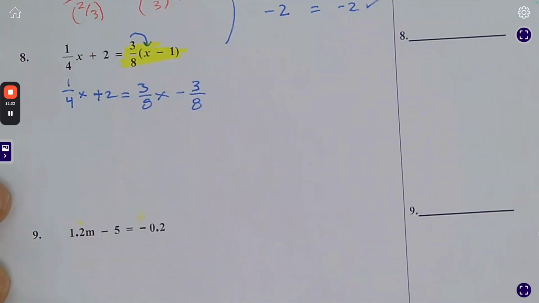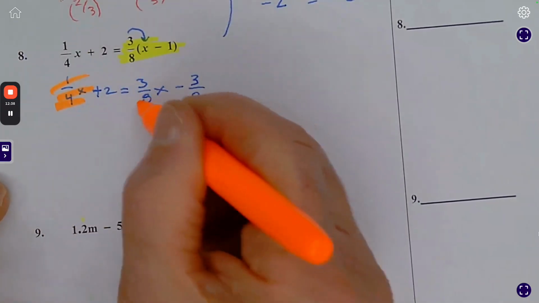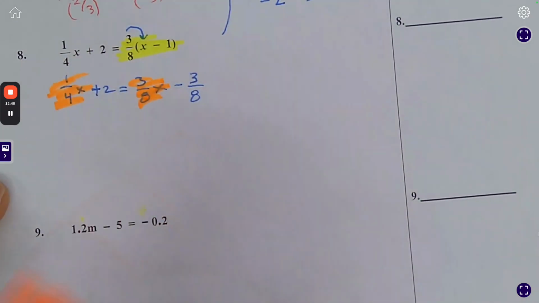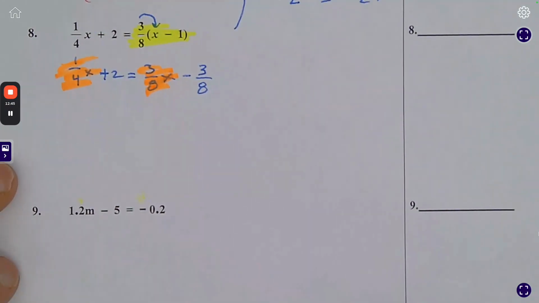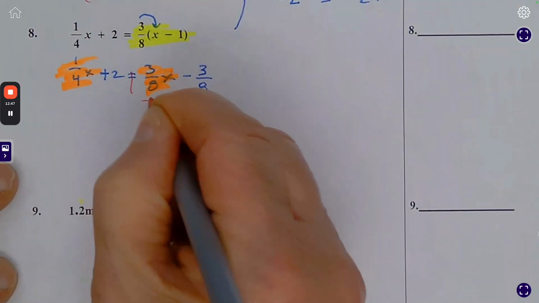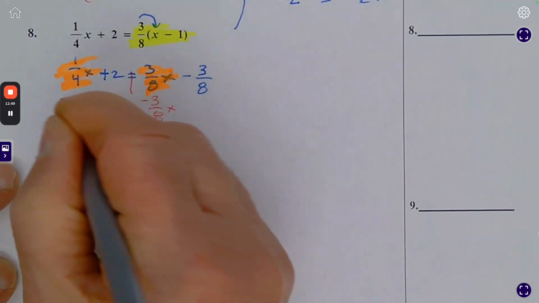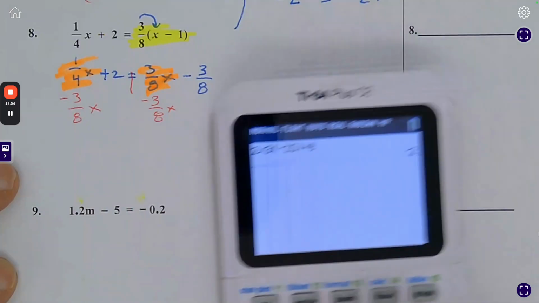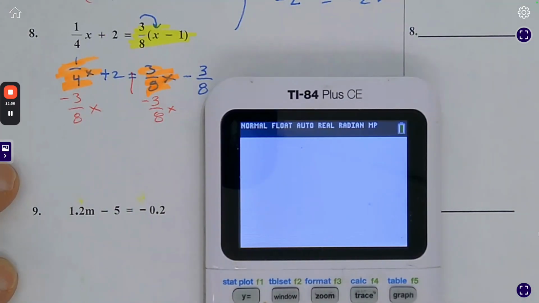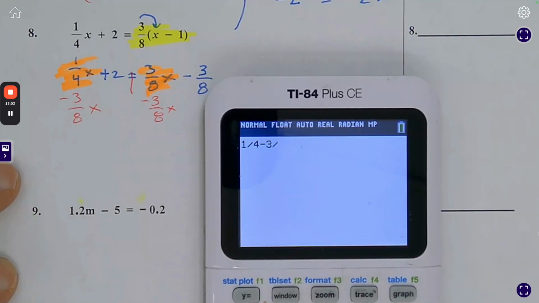Okay, now I got to get my variables over to the left-hand side. So I'm going to take the positive 3/8, and I'm going to inverse operation it over. So opposite of a plus is a minus, like so. Now if you use your calculator, and you can, I think you're going to get a negative 1/4. So it's going to be 1 divided by 4 minus 3 divided by 8. That's what a fraction bar means, division. Equals that.